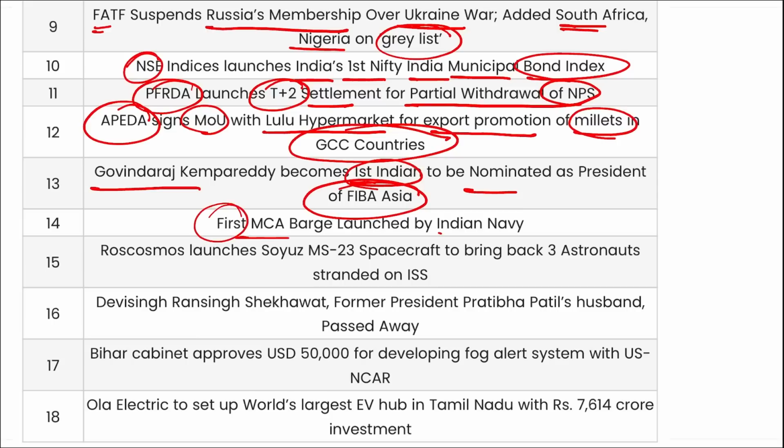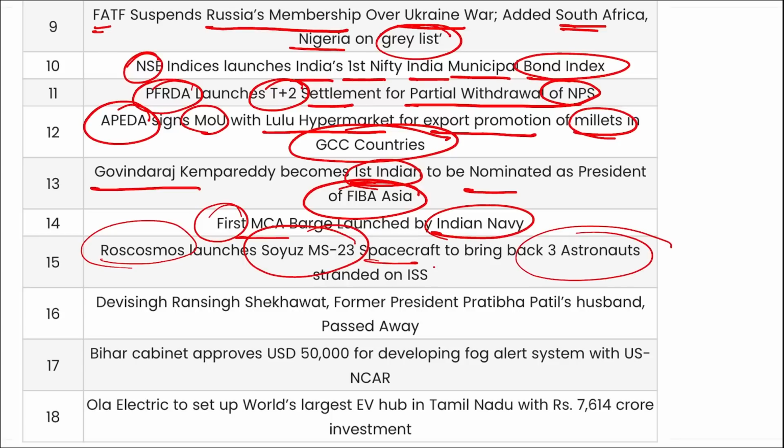First MCA barge launched by Indian Navy. Roscosmos will be launching Soyuz MS spacecraft to bring 3 astronauts back from the International Space Station. Dev Singh Ran Singh Shekhawat, the husband of former President of India Pratibha Patil, has recently passed away.